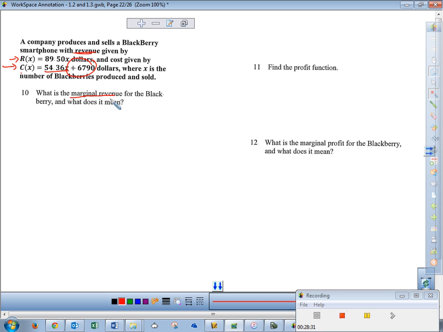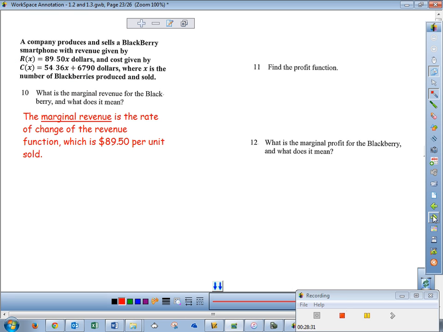What is the marginal revenue for a BlackBerry, and what does it mean? Well, first we probably better define what marginal revenue means. Marginal revenue is the rate of change for the revenue function. It's probably good to write this down because you'll have a lot of these questions on your homework. Marginal revenue is your rate of change for the revenue function.